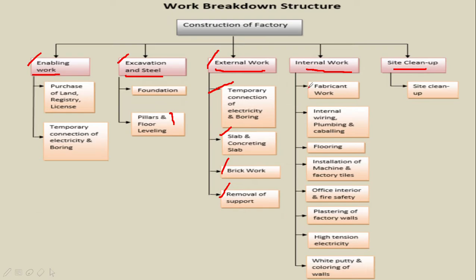Now the next one is internal work. As the name suggests, internal work is the work which is internal to the factory, like fabrication work, internal wiring, plumbing and cabling, flooring, installation of machine and factory tiles, office interior and factory fire safety, plastering of factory walls, high tension electricity, white putty and coloring of walls.